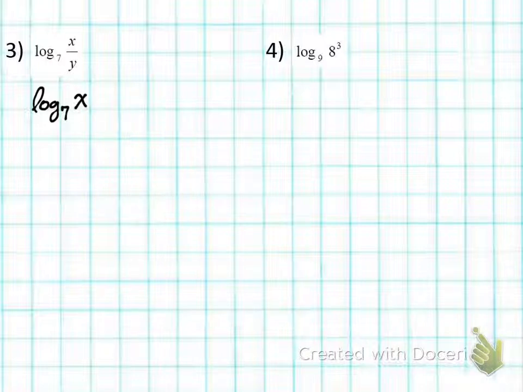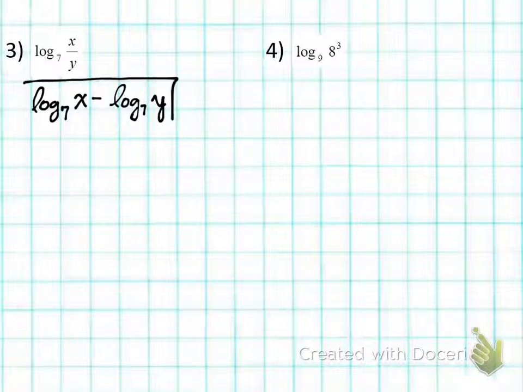You can see there's a minus sign, so we're going to subtract the same log with the same base of y. Okay, and this is a one-step problem, so that's going to be your answer for this particular problem. Make sense? Number 4. Turn to your neighbor. Tell him what property you would apply to this problem.